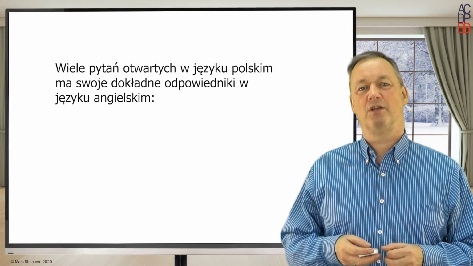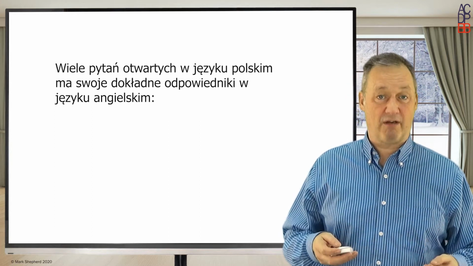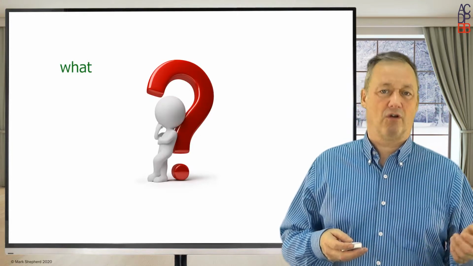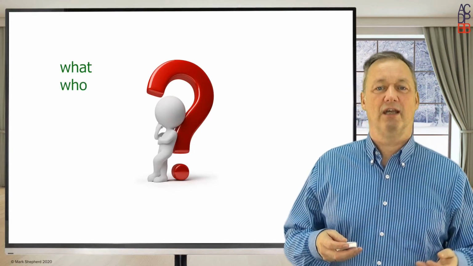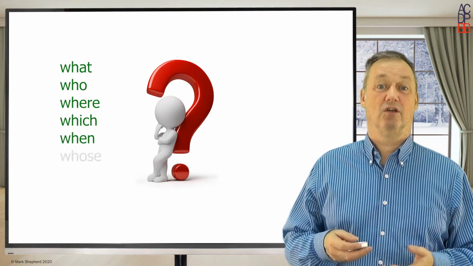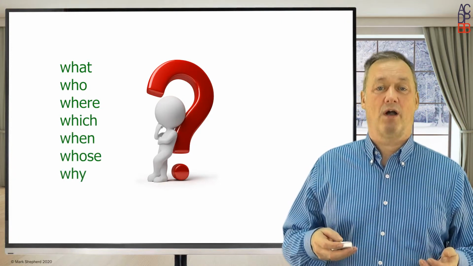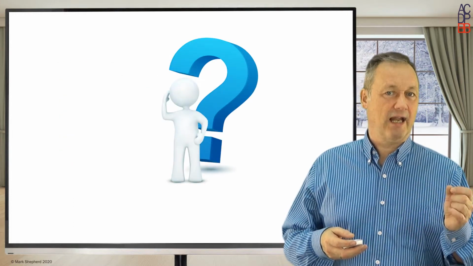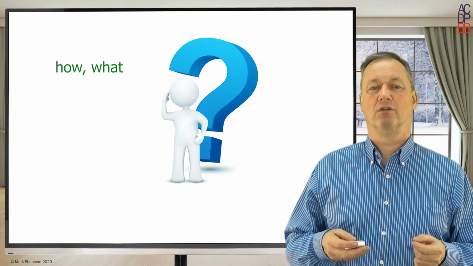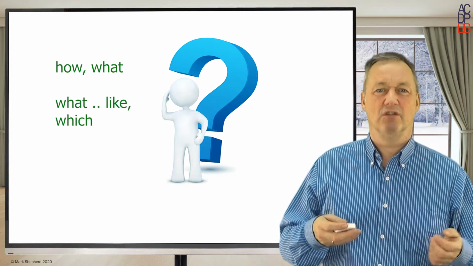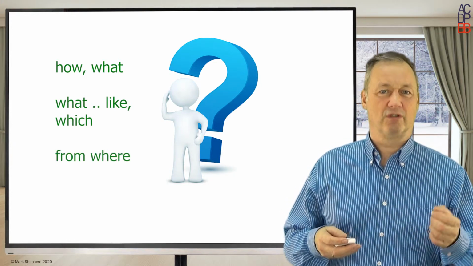Many of the open questions in Polish have straightforward English equivalents. Co, what? Kto, who? Gdzie, where? Który, which? Kiedy, when? Czyj, whose? Dlaczego, why? Some of them we need to be careful with. Jak, how or what. Jaki, what, like, which. Skąd, from where.